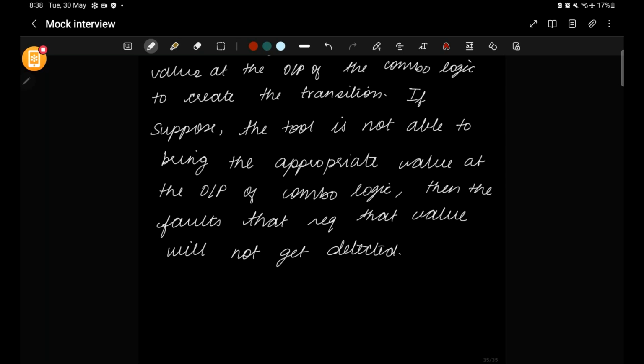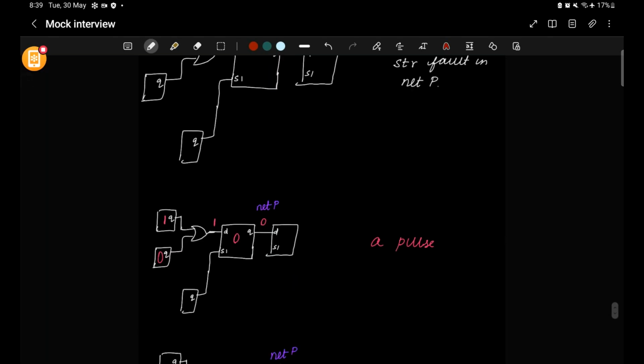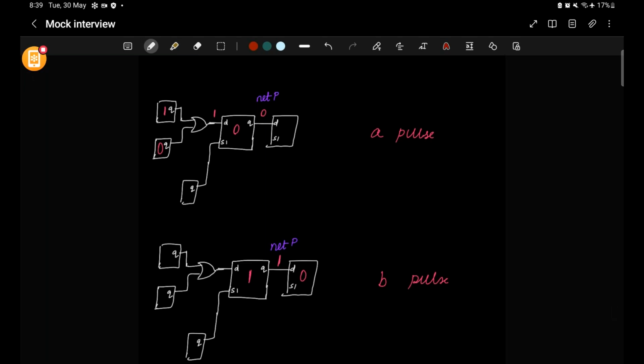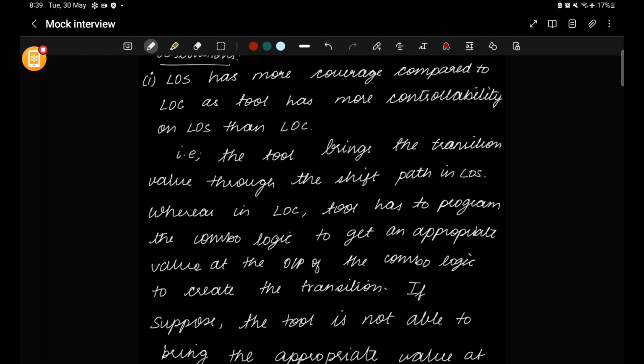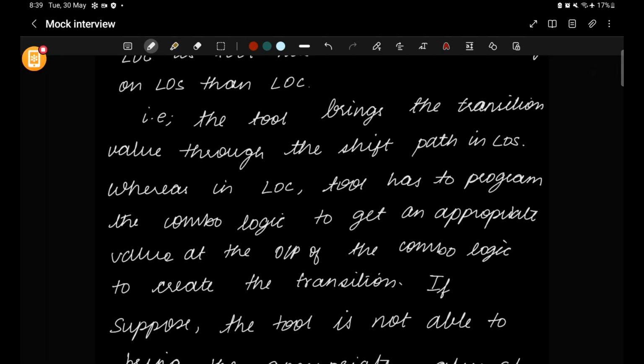Suppose you have some big combo logic. If the tool is not able to bring a particular value at the output of the combo logic, then we will not be able to detect the net's slow to rise fault. That is why LOS has more coverage compared to LOC, because in LOC the tool has to control the combo logic. If it is not able to bring the appropriate value at the output of the combo logic, those faults that require that particular value will not get detected.